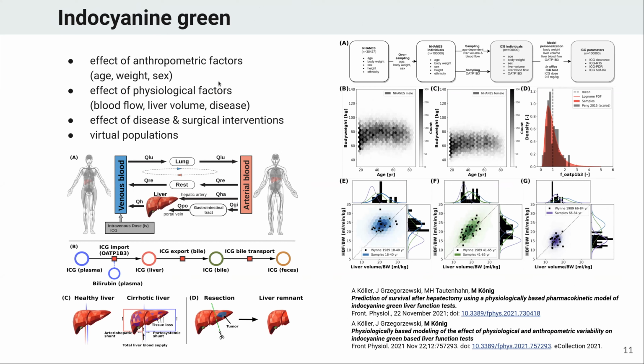We're often interested in anthropometric factors, like how age, weight, and sex affect pharmacokinetics, how physiological factors like blood flow, liver volume, and disease affect pharmacokinetics, and also how surgical interventions change the readouts. In this example, this was a pretty simple model, but we could in the end simulate very nicely virtual populations based on actual clinical populations and compare our predictions to the actual clinical readouts. It's not important to understand all of that. It's more to show some of the possible applications of such models. And because they're very close to the actual clinical data, it's also very easy to individualize and stratify such models and apply them to predict interesting subsets of target populations.